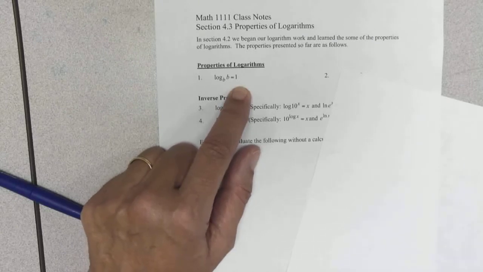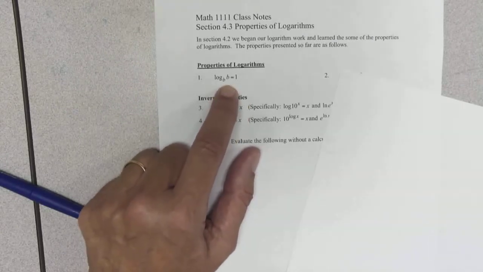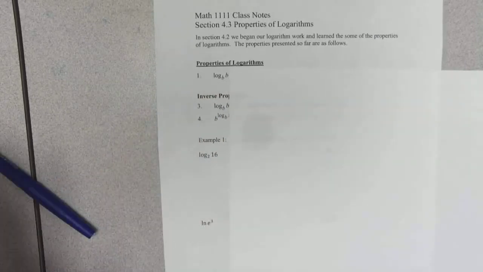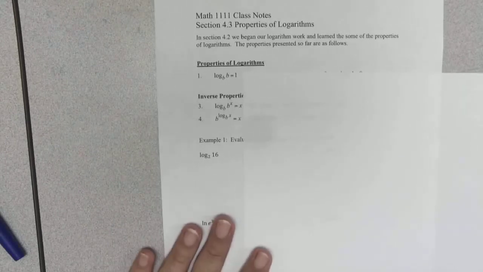Remember, logarithms are just exponents. So when the base and the argument match, the answer is always going to be 1, because what that is asking is, b to the what equals b? b to what exponent equals b? Well, that has to be an exponent of 1.